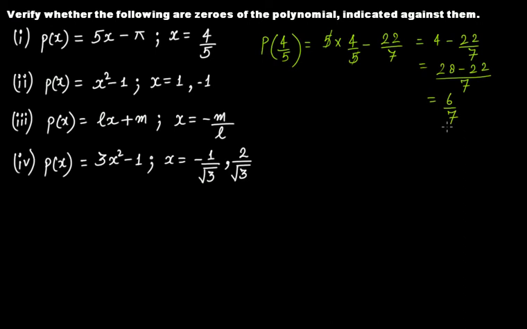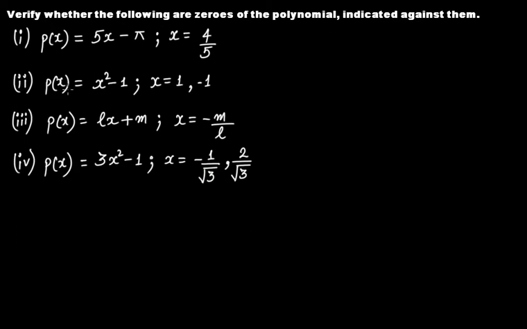Now clearly, you are getting the result as 6 by 7 and not 0. Therefore 4 by 5 is not a zero, because if it were a zero, then this polynomial p(x) would be equal to 0. Okay, so this is not a zero of this polynomial.